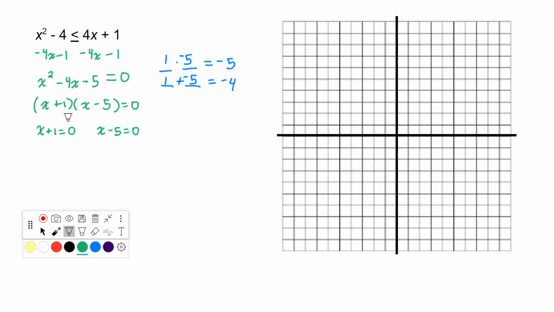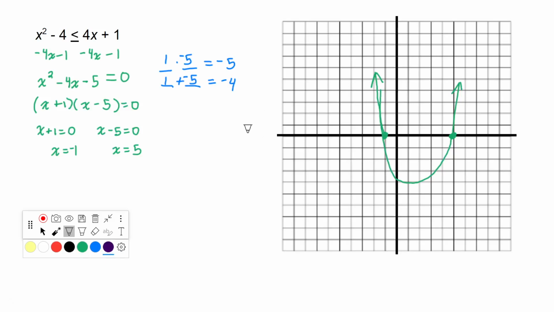So if x plus 1 equals 0, that means x has to equal -1. If x minus 5 equals 0, that means x has to equal +5. And again, I'm going to plot those values on my graph. And then I'm going to go back to my original trinomial, the x squared minus 4x minus 5. It's a positive x squared, so I know it's going to open up and it's going to go through those points, slowly getting wider and wider as it goes up.